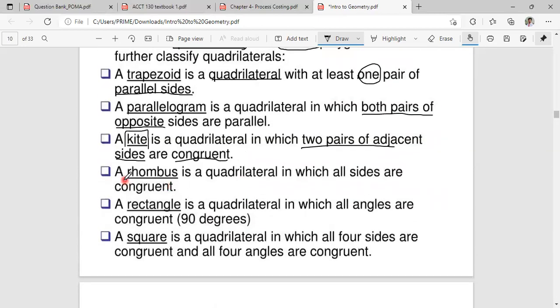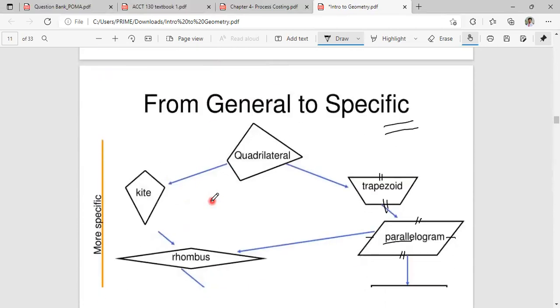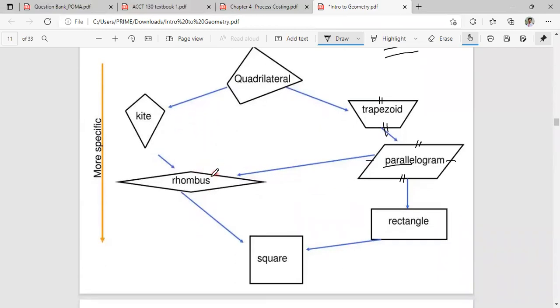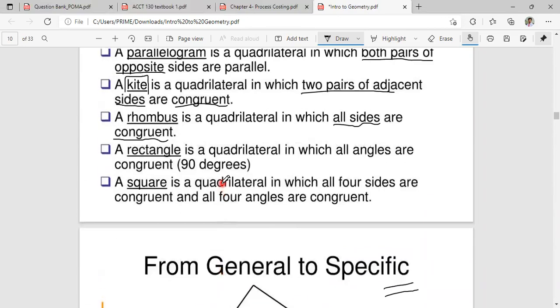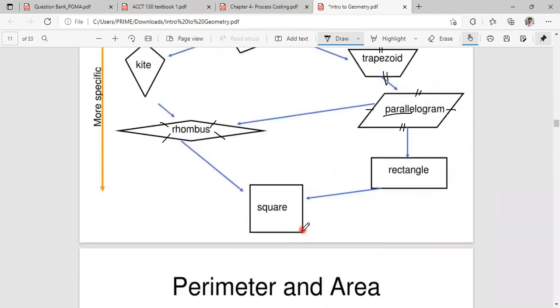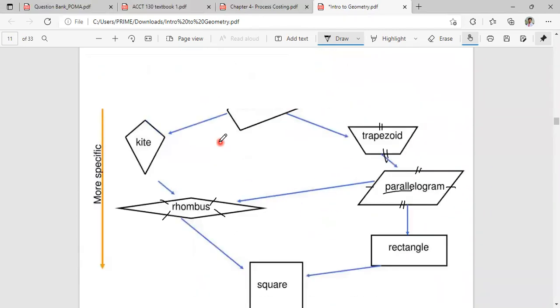Okay, moving to the rhombus. A rhombus is a quadrilateral in which all sides are congruent. You can see the rhombus over here: this side, this side, and this side are all congruent. This shape is the same as a square, but tilted. If I tilt a square, it will be called a rhombus.